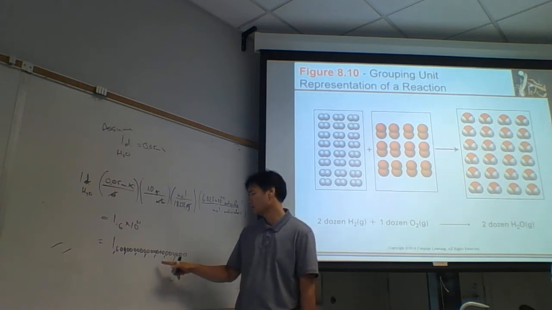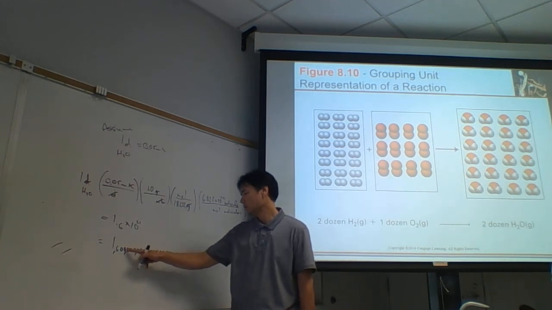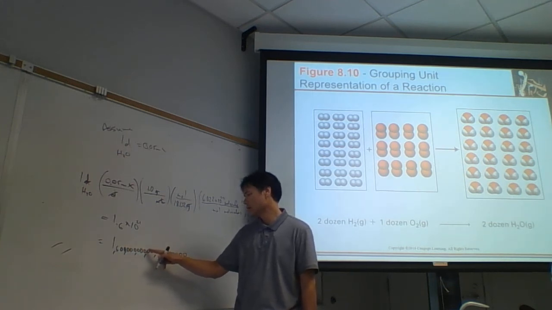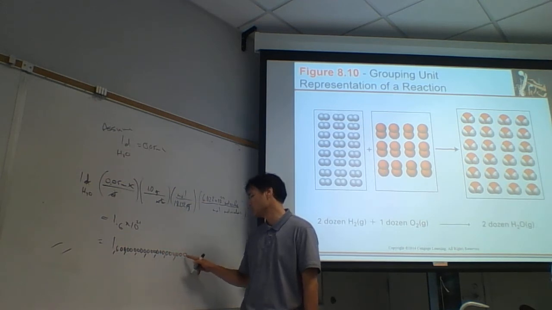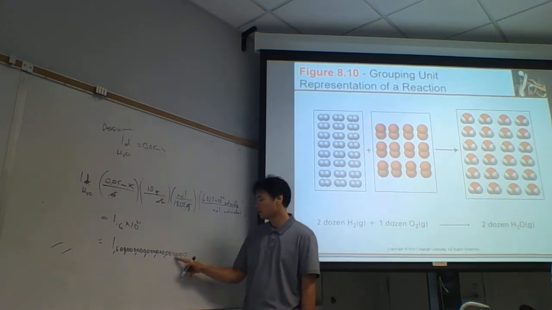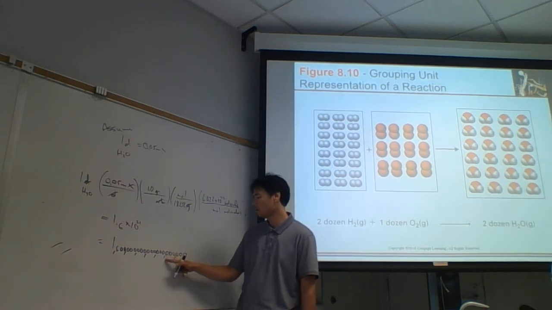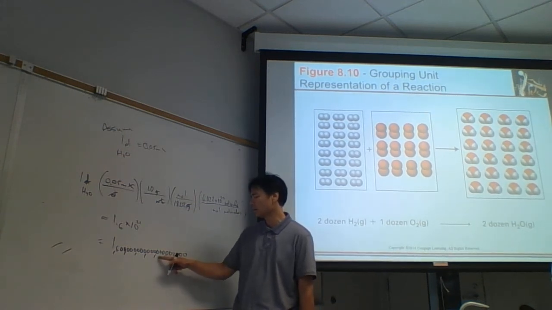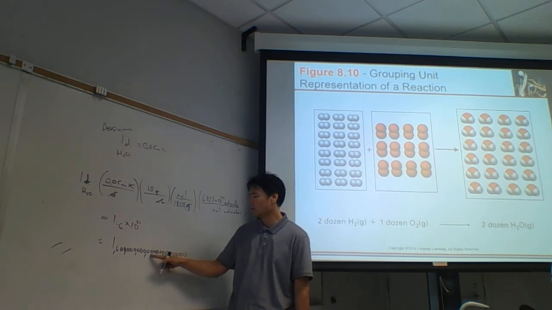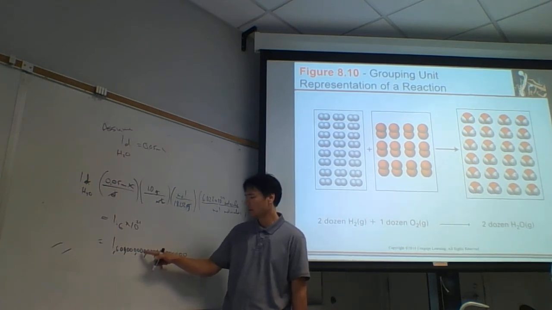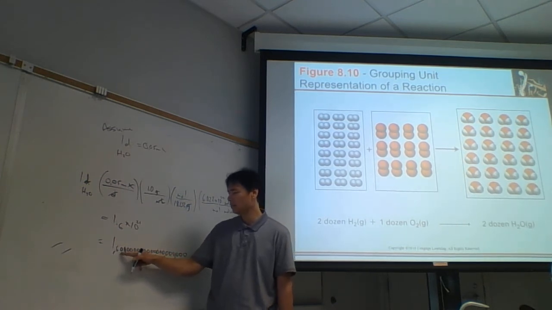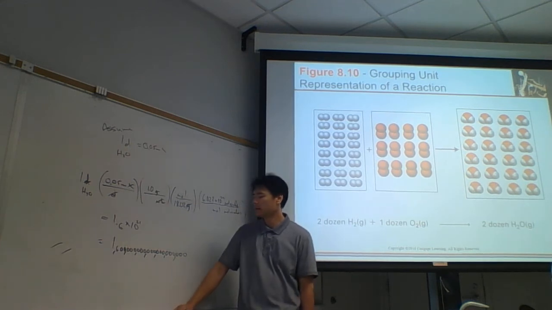20 zeros. 1, 2, 3, 4, 5, 6, 7, 8, 9, 10, 11, 12, 13, 14, 15, 16, 17, 18, 19, 20. I got 20 zeros. So this is 1,000, 100,000, or million. 10 to the 6th is million, 10 to the 9th is billion. Oh, here we go, trillion. Then we'll go 1,000, million, billion. And so, that's still weird.